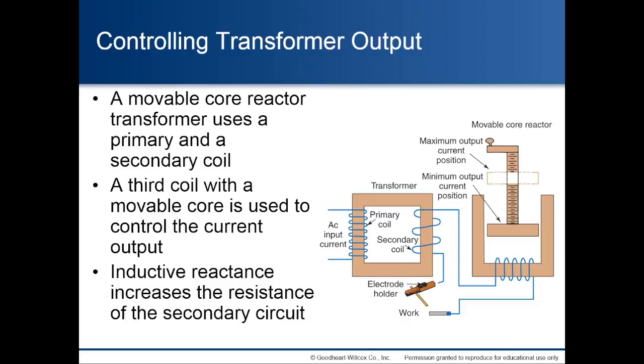Controlling transformer output. A movable core reactor transformer uses a primary and a secondary coil. A third coil with a movable core is used to control the current output. Inductive reactance increases the resistance of the secondary circuit.